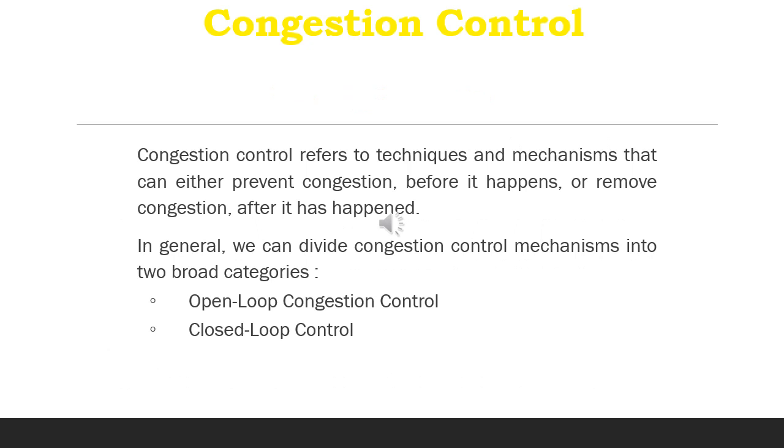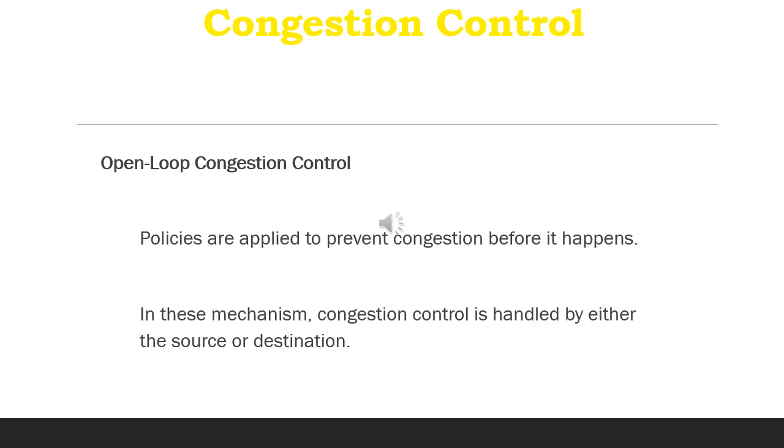Congestion control refers to techniques and mechanisms that can either prevent congestion before it happens or remove congestion after it has happened. In general, we can divide congestion control mechanisms into two broad categories: open loop congestion control and closed loop congestion control. In open loop congestion control, policies are applied to prevent congestion before it happens. In these mechanisms, congestion control is handled by either the source or destination.